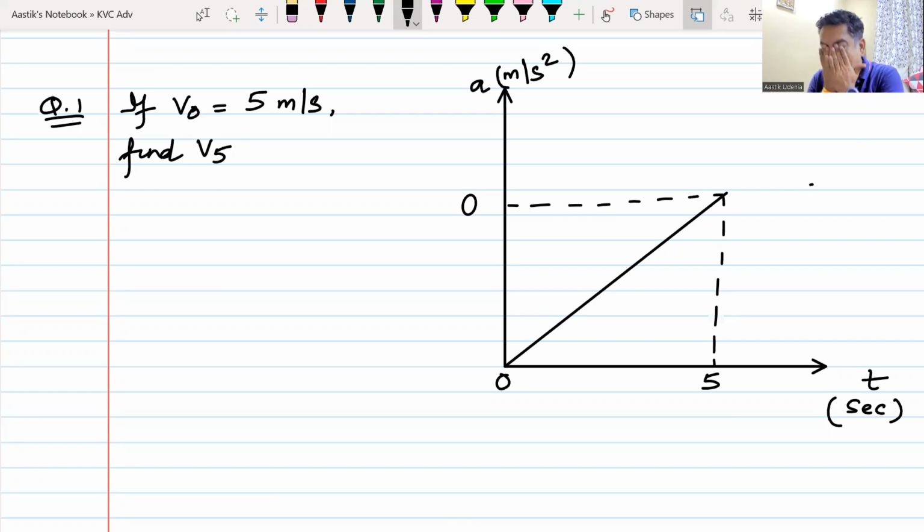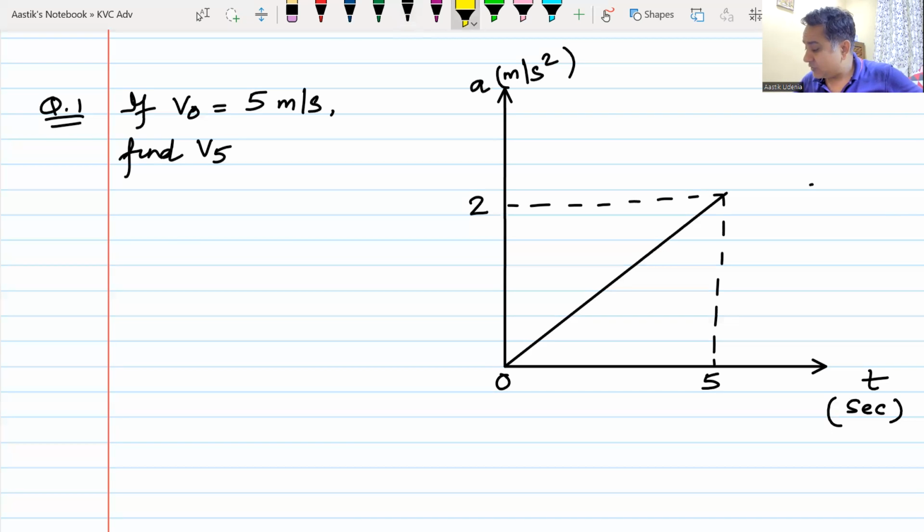This is a question based on an acceleration time graph. Acceleration is plotted on the y-axis, no surprises there. Time is plotted on the x-axis, no surprises there. One surprise here is that it has become a 2, it cannot be anything else. So this is a body not moving with a constant acceleration but with a variable acceleration.